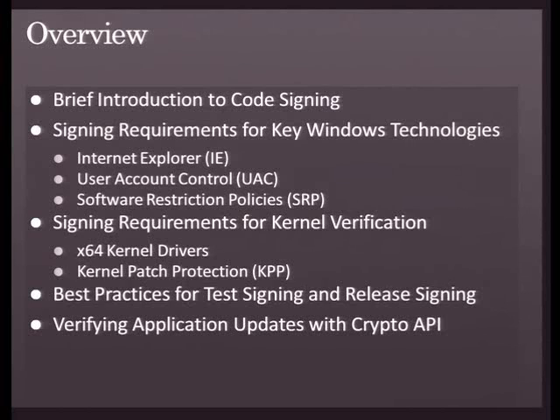After that, we'll cover the best practices for test signing and release signing. This includes procedural information, including command line syntax, and it has best practice guidelines for securing your release process to make sure you only sign the code you intend to sign. The last section reviews sample code, which demonstrates how applications can verify that their updates are coming from the trusted source prior to installation.